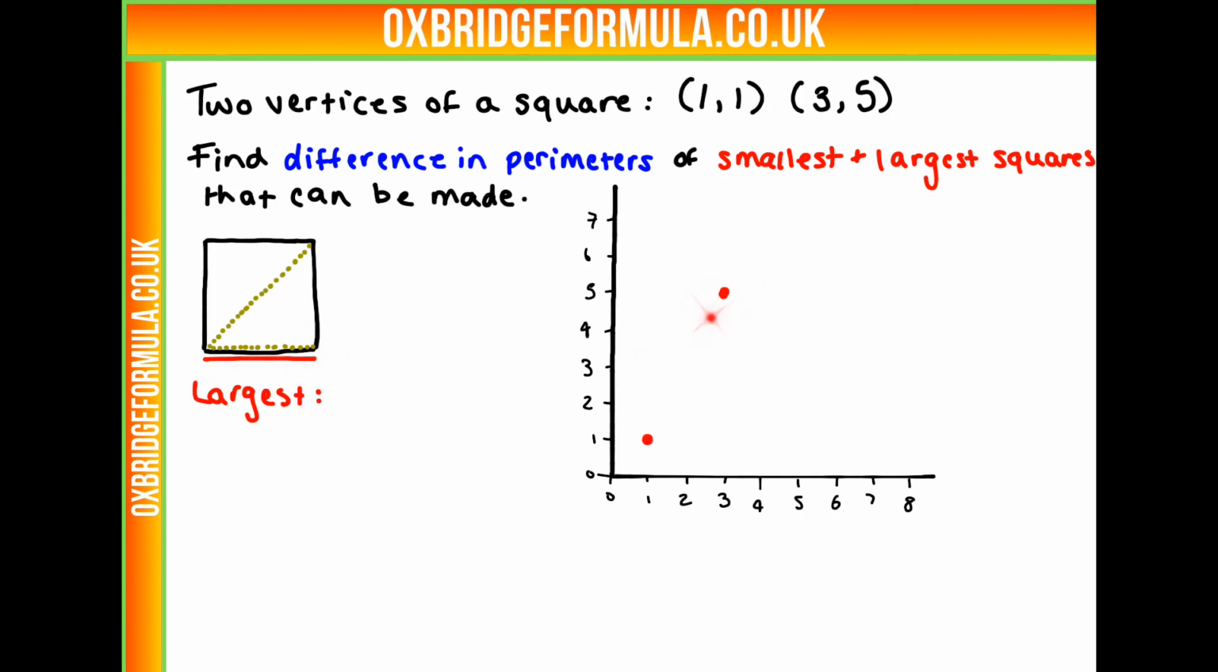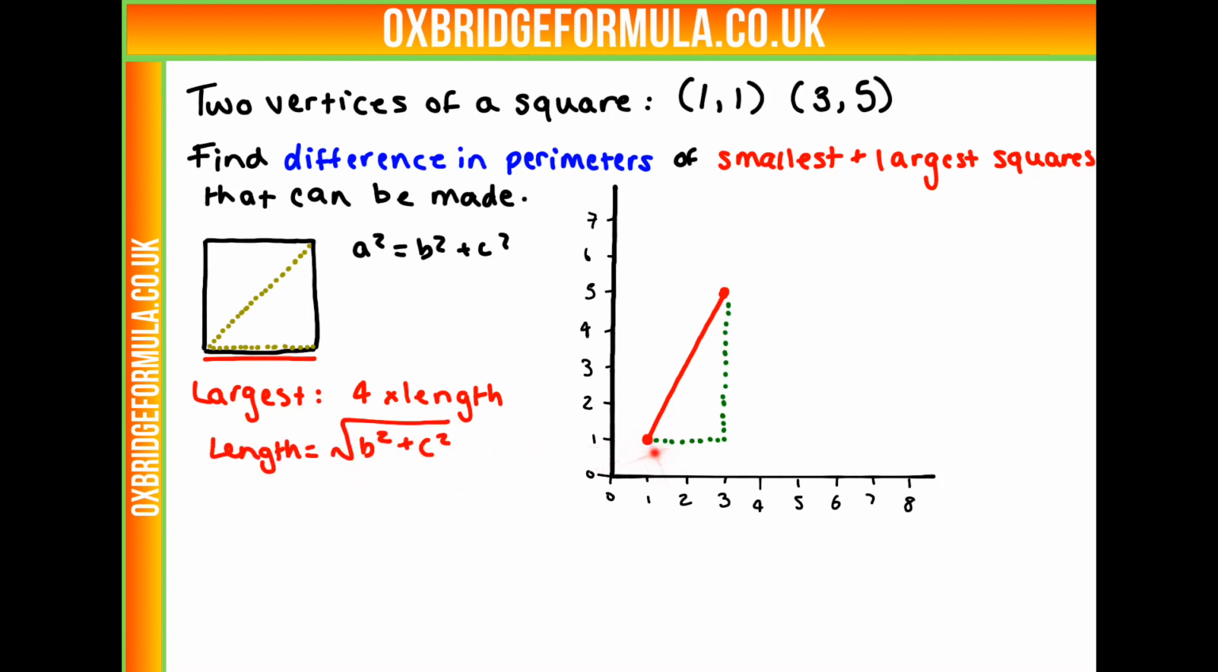So having this line segment as the bottom one, or any of the sides really, is going to make our large square. Therefore, we know the perimeter is 4 times the length. It's going to be 4 of our sides. So now we need to find the length of this here. And how can we do that? Well, let's make it into a right angle triangle, because then we can use Pythagoras: a squared equals b squared plus c squared. So we know our length is going to be the square root of the other 2 sides here. And we can work that out using our coordinates.